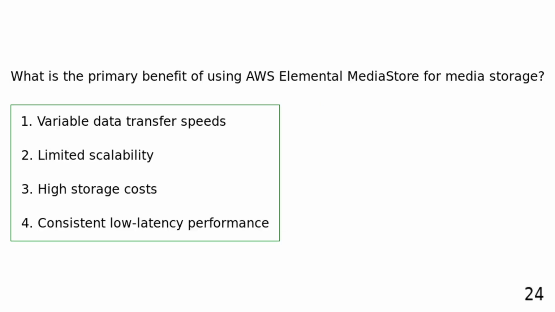What is the primary benefit of using AWS Elemental MediaStore for media storage? Variable data transfer speeds. Limited scalability. High storage costs. Consistent low latency performance.